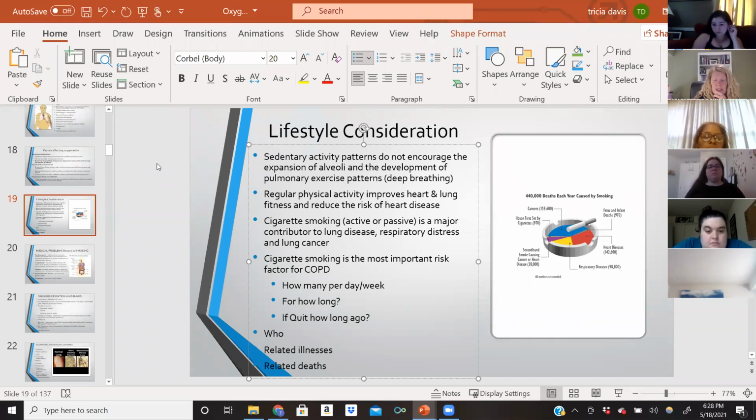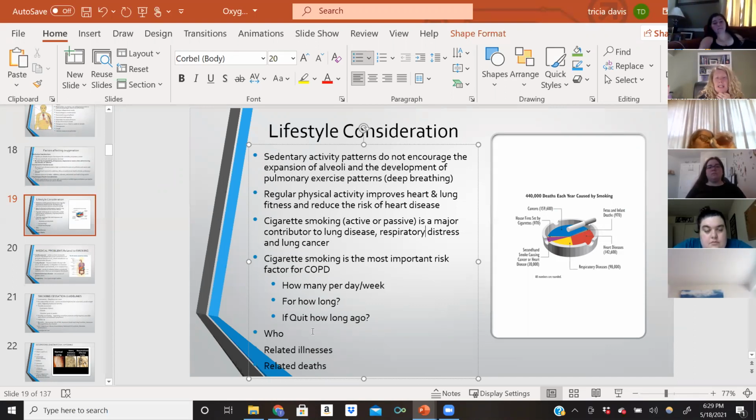If you do have a patient that is a smoker, you want to further investigate. You want to tell them first and foremost that cigarette smoking is the most important risk factor for developing COPD. You want to inquire about how many cigarettes they have a day, how many packs they smoke a week, and how long they have been smoking. And if they said they quit, how long ago did they quit?